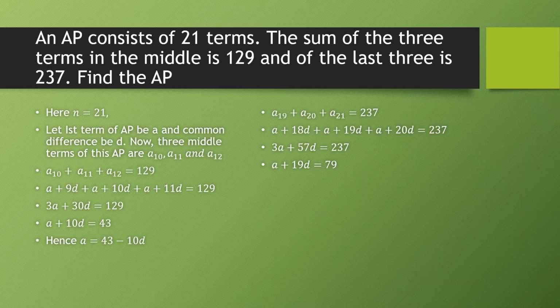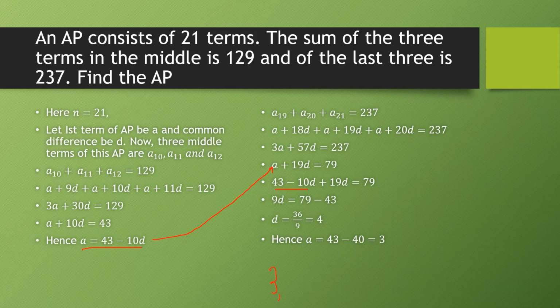I'll divide by 3. I know the value of A, that is, my value of A is 43 minus 10D. So I'll substitute here. What will it become? 43 minus 10D. So 10D, that is 9D equals 79 minus 43. D will be 4. I need to find the AP. So I got D. So I'll substitute D again in this equation to get the value of A. So how much will A be? 3. So I know A, I know D. So my first term will be 3.